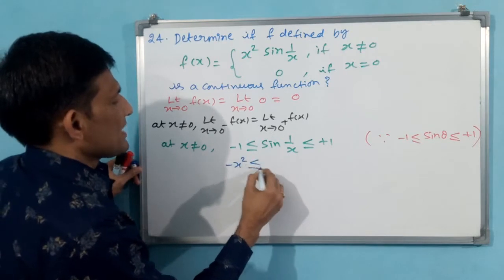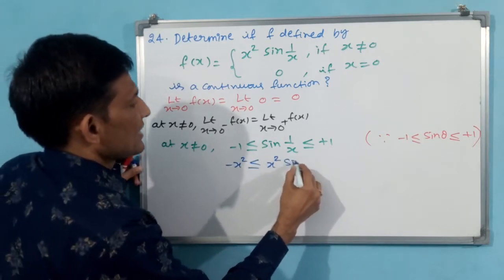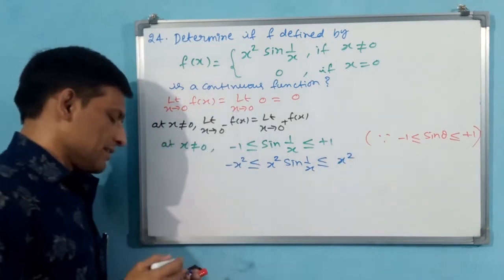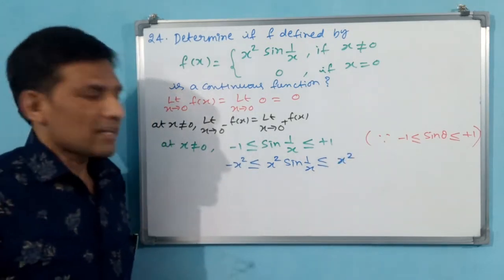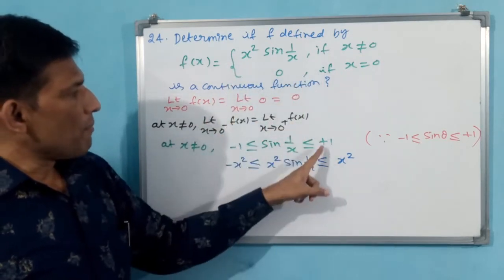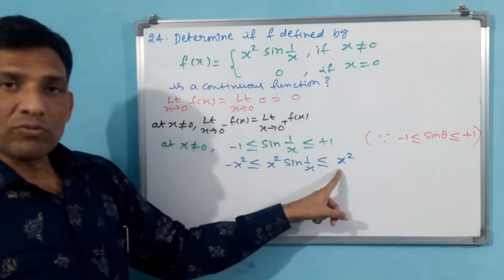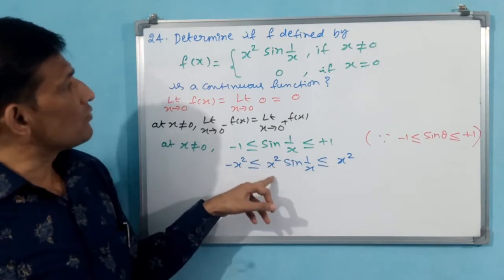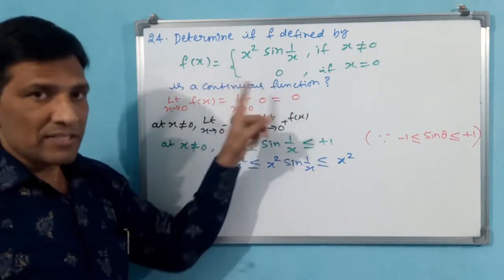Minus x square, x square sine 1 by x, x square. Is it correct? Definitely correct. Why? Because see, minus 1 into x square is minus x square, plus 1 into x square is plus x square. These two, and in between, x square into sine 1 by x. This is what we want.